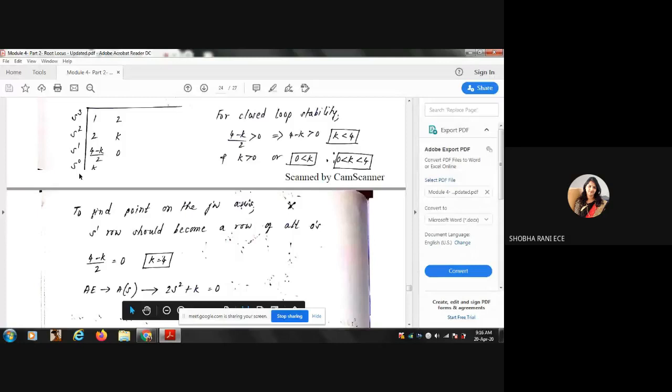Once I get a row of all zeros, find the auxiliary equation. Auxiliary equation is nothing but the even polynomial which is obtained by using the row just above the 0 row. So auxiliary equation is 2s square plus k is equal to 0. So 2 into s square plus k value is 4 here. Substitute k as 4, equal to 0. 2s square is minus 4. S square is minus 4 by 2, which is minus 2. This is equal to plus or minus j root 2. Plus or minus j root 2 is plus or minus j 1.414. So we have got the point on the imaginary axis through which the root locus should pass.